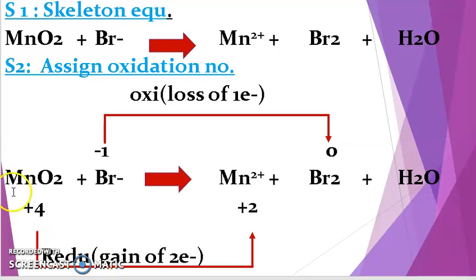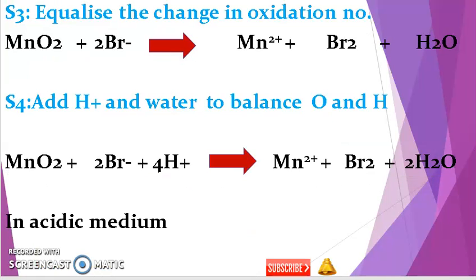So what about the Mn here? We have plus 4 oxidation state. There is a gaining of 2 electrons here, so that only we got plus 2 here. Gaining of 2 electrons, that means from that plus 4, if we subtract 2, we will get plus 2, correct? So that only we have written here Mn2 plus.